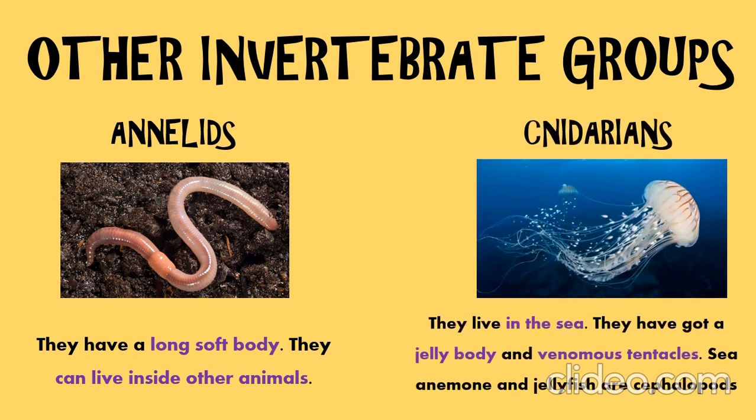And finally we've got the cnidarians. The cnidarians live in the sea. They have got a jelly body and venomous tentacles. Sea anemone and jellyfish are, sorry, there's a mistake here. Sea anemone and jellyfish are cnidarians, not cephalopods, okay?